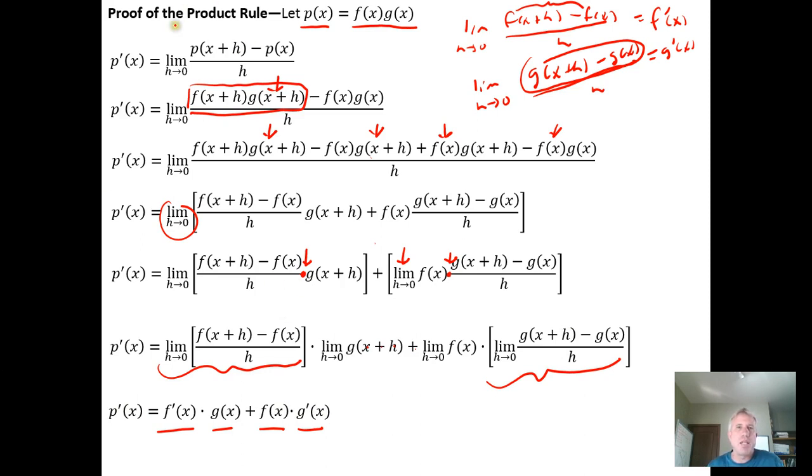It comes from taking the definition of derivative, applying it carefully to the product of two functions, and then using the algebraic manipulation of limits from homework 2 to get it down into a form that is useful.